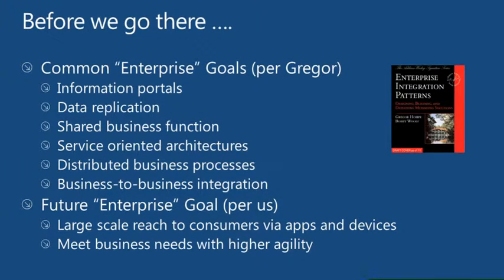So before we go there, the enterprise goals, as per Gregor Hohpe's book. Gregor Hohpe is German, works for Google, lives in California, and he wrote this brilliant book. In case you don't have that, that's a very, very good book to have, and it's one of the standard books kind of in the space when you have to deal with enterprise software. And the common enterprise goals are information portals, data replication, shared business functions, service-oriented architectures, distributed business processes, business-to-business integration. And we're covering a lot of those with Service Bus. We're playing a role in many of those.